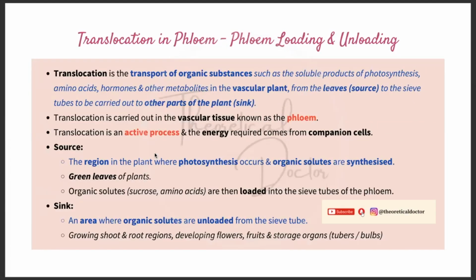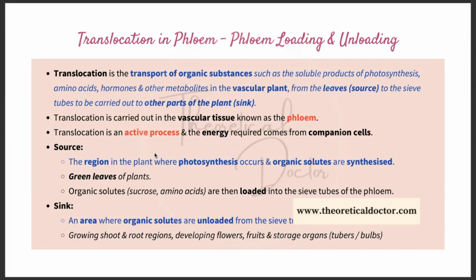Translocation in phloem, phloem loading and unloading. Translocation is the transport of organic substances such as the soluble products of photosynthesis, amino acids, hormones, and other metabolites in the vascular plant from the leaves, which is the source, to the sieve tubes to be carried out to other parts of the plant, which is the sink. So movement here is from source to sink.